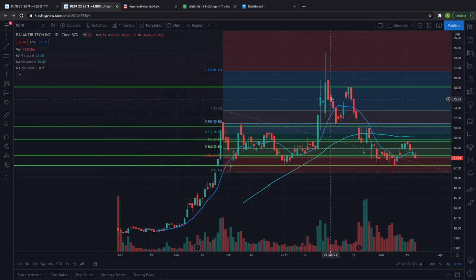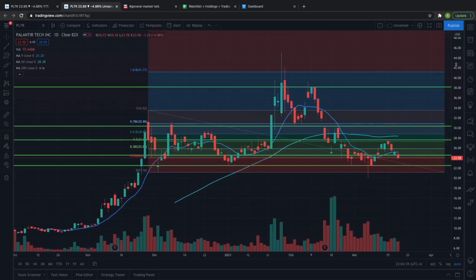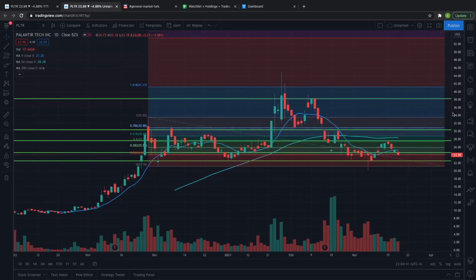But what Fibonacci is primarily used for in my trading strategy is to find basically price targets above and beyond the previous trend. So we can see here that a 161.8% retracement from this 33.52 down to 22.15 gives us an upside target of about $41.12, which Palantir actually did come up to hit intraday.